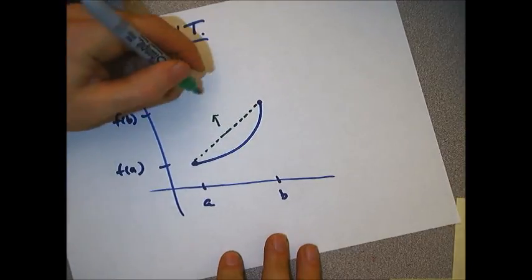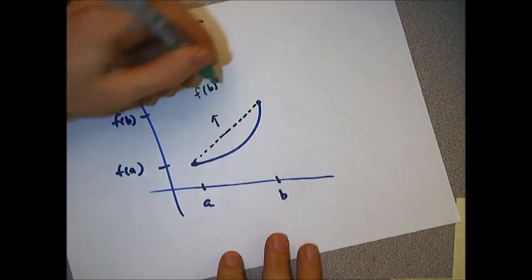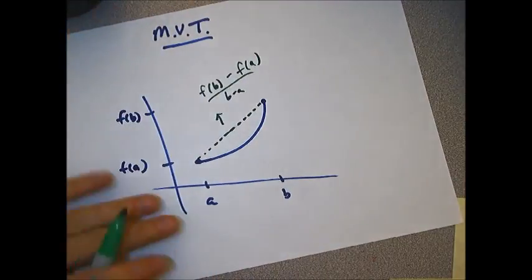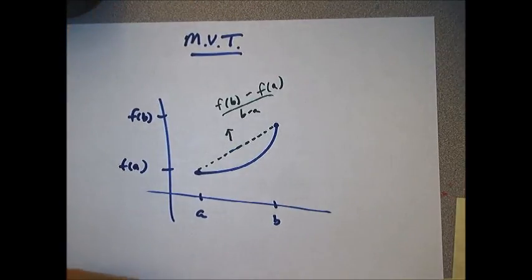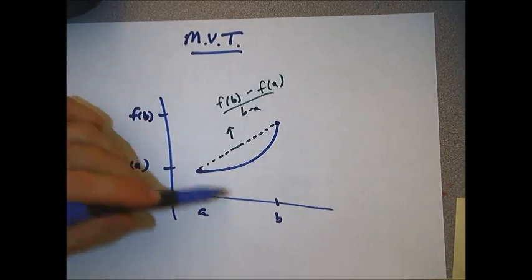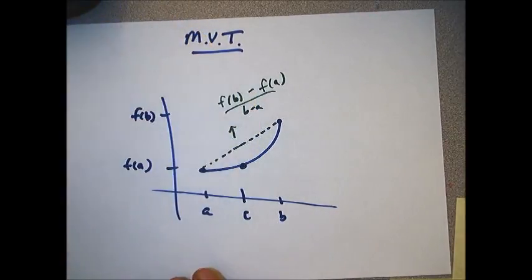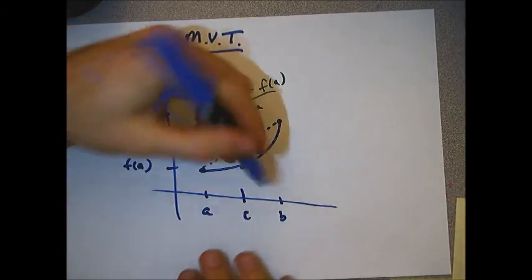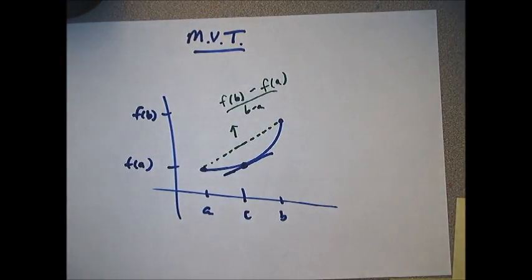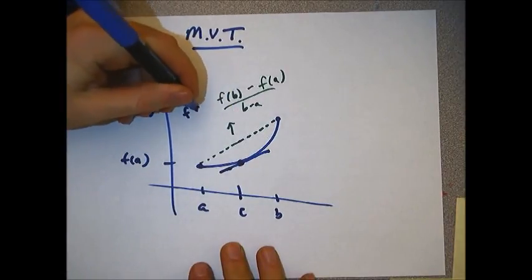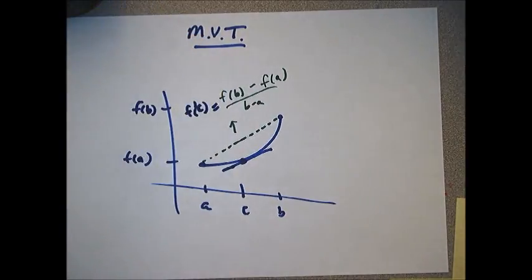So this line right here would be f of B minus f of A over B minus A. And the mean value theorem says that somewhere, if this thing is continuous and therefore differentiable, somewhere on this thing is a point C such that the slope of its derivative is the same as this green slope, the average slope. So in other words, its tangent slope is going to be the same as that secant slope. So this would be f prime of C being equal to that average slope.